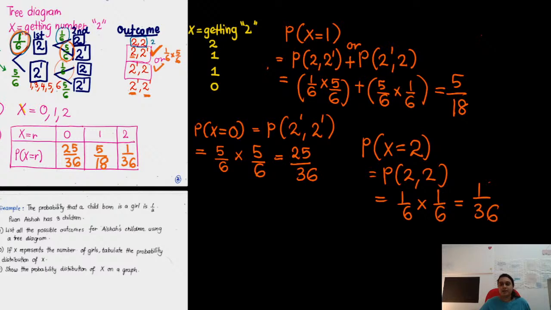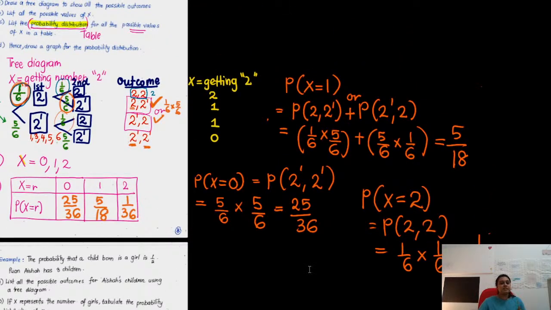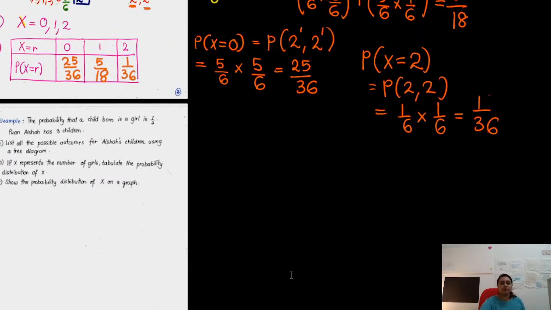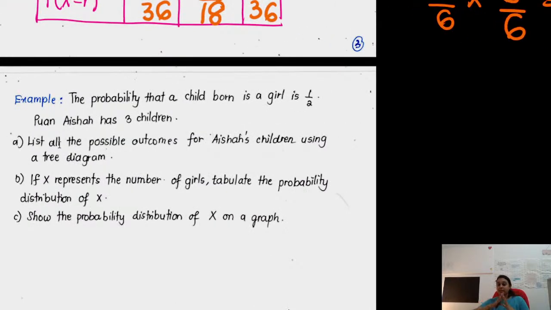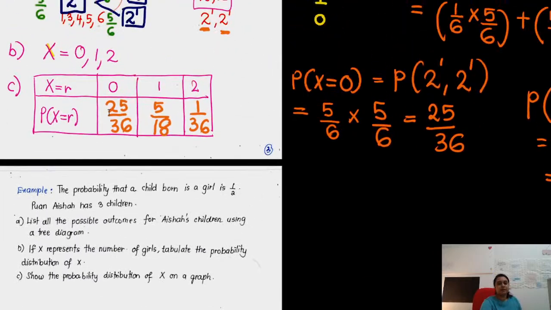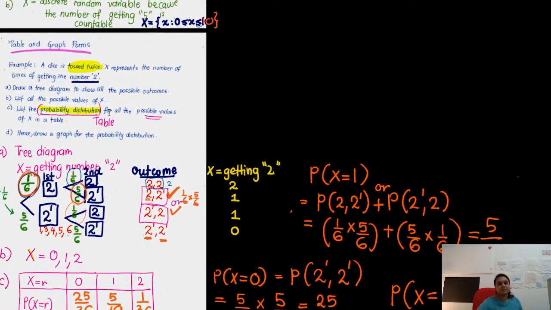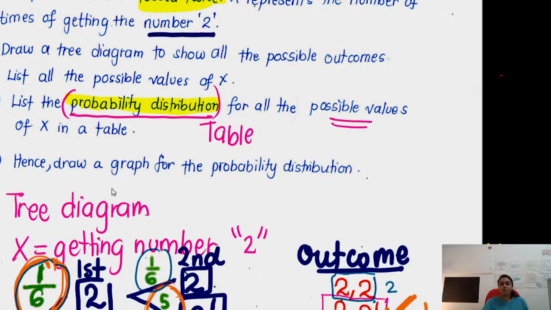Okay, Kirtana. Okay, the last one, which is D. Today teacher will stop here because this is the last example. The one teacher wants you all to try is this one, but next class teacher will show how to do this. Okay, let's look at D. D is my favorite question. Hence, draw a graph for the probability distribution.